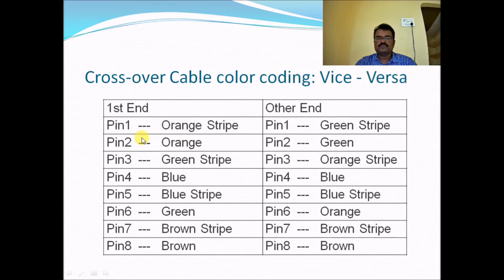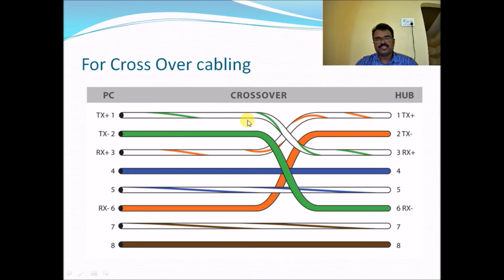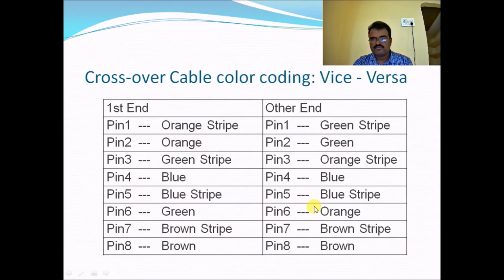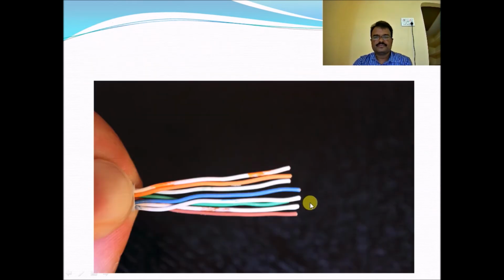So these are the only 2 changes. Pins 1 and 2 on the first end are connected to pins 3 and 6 on the other end. Here pins 3 and 6 are connected to pins 1 and 2 on the other end. The remaining are the same. Transmitting pin 1 to pin 3 and pin 2 to pin 6, and pin 3 to 1 here and pin 6 to 2 here, remaining are the same in the crossover cabling. So we have to arrange the entire wires.